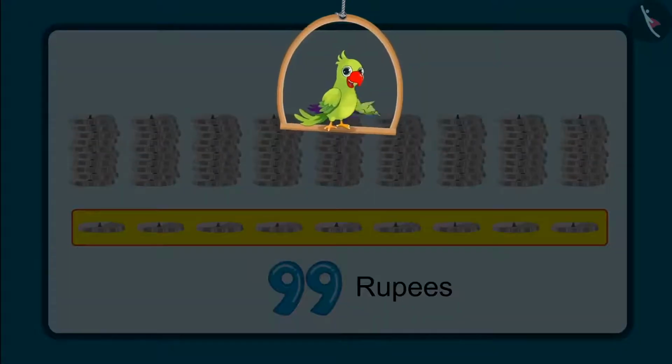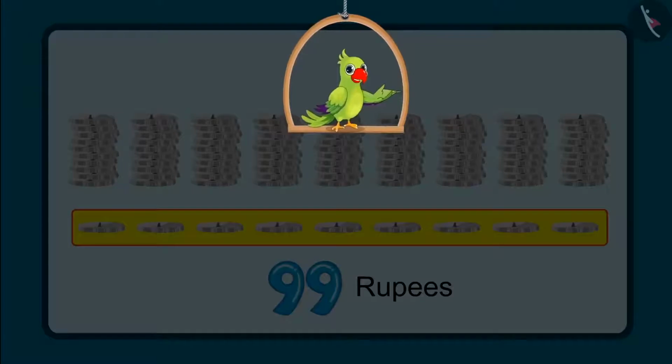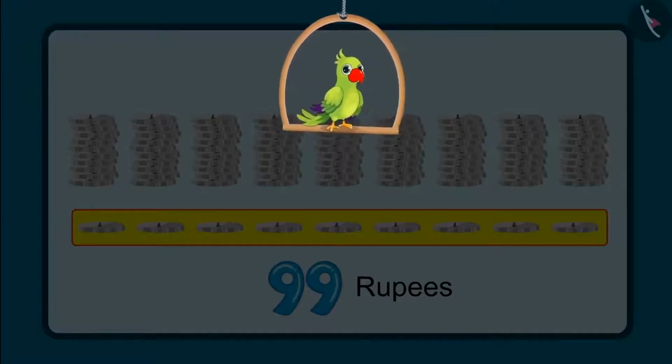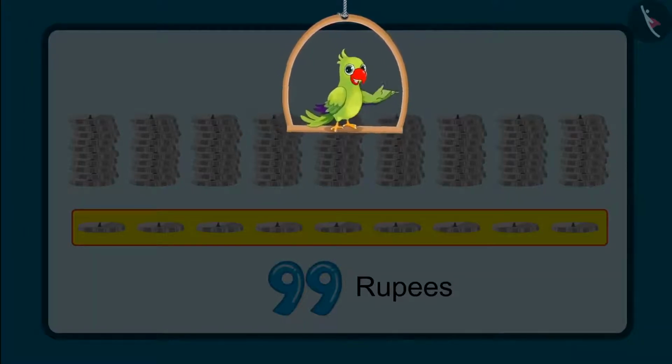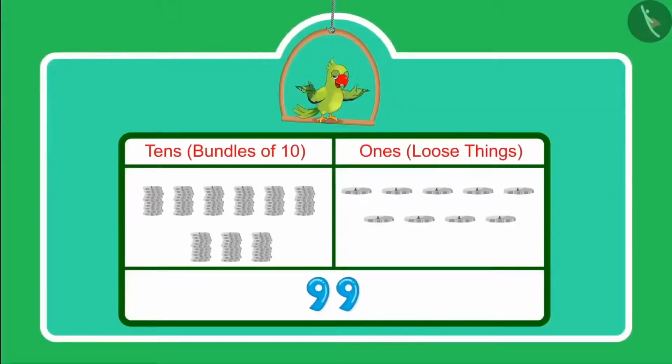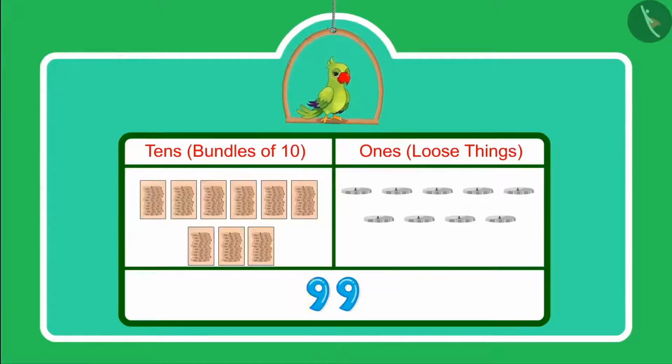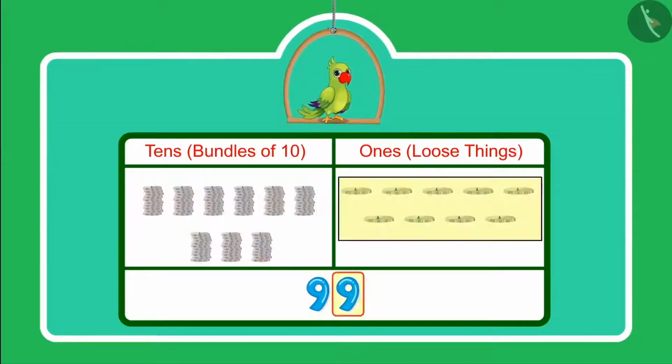So children, did you see how Chotu and Pinky counted the money of their piggy bank? Can you tell me how many ones and how many tens are there in 99? Yes, children, we write 99 like this. Here 9 is in the tens place and this 9 is in the ones place. That means we have 9 tens, which can also be called 9 bundles of tens, and 9 ones.